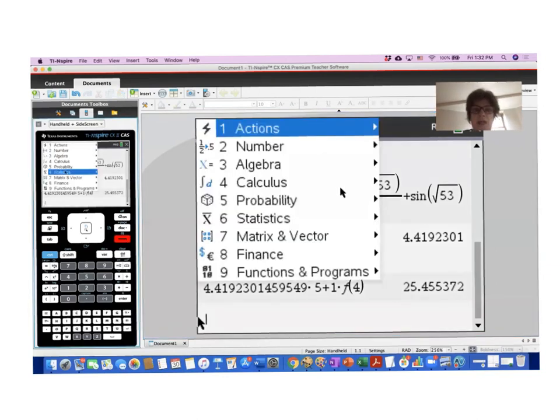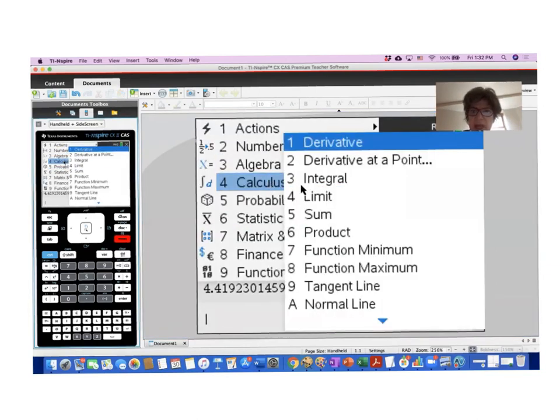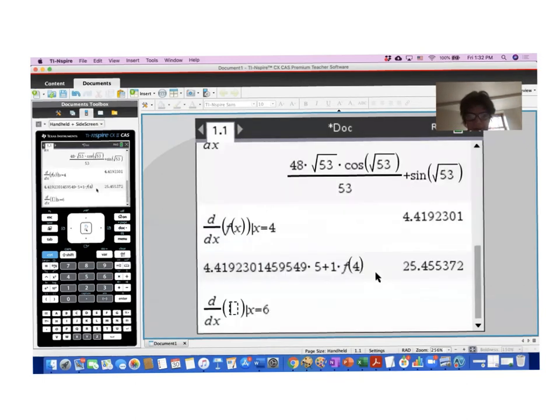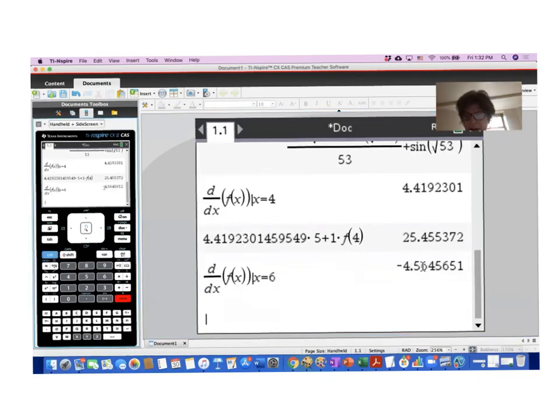So again, I go to menu and I go to calculus and I go to derivative at a point and I have x at 6 and it's the first derivative, and I need the first derivative of f at 6. So again, I don't want an exact answer, so I do control enter, and here I get the approximation. So I'm not going to round this off. I'm going to use the quotient rule. So let's do it.